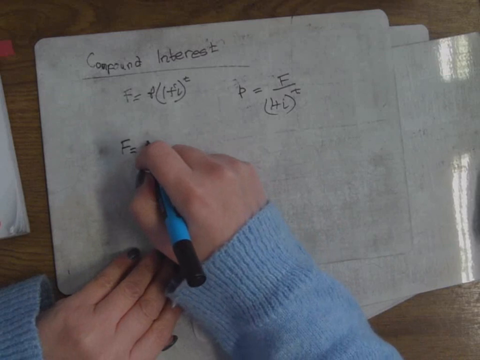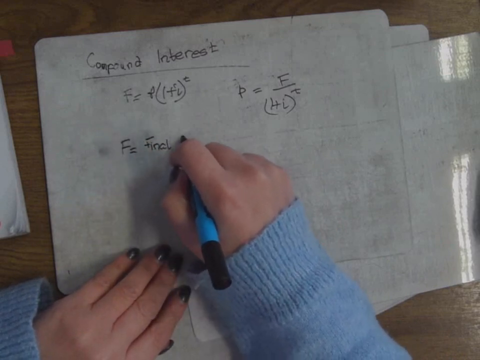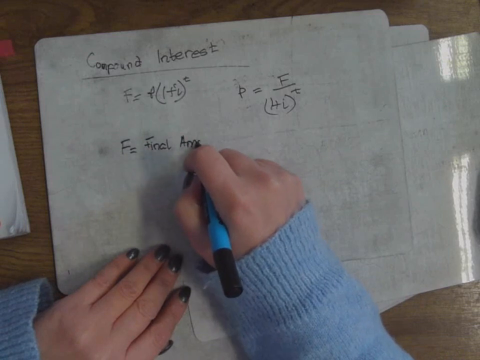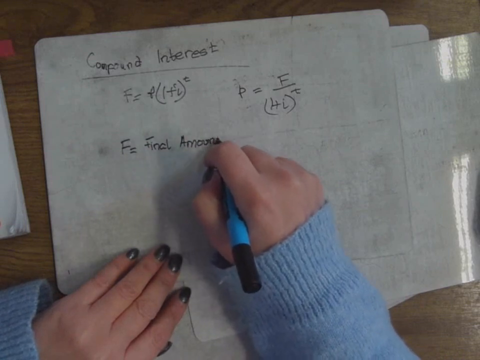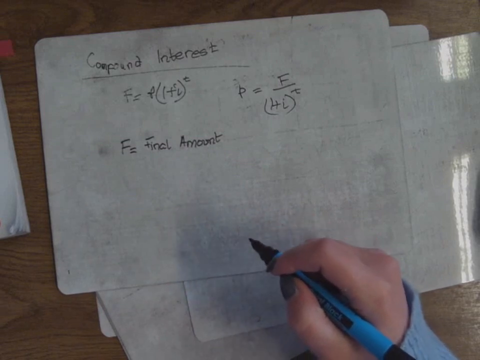So F stands for the final amount. That's what's in the account right now.